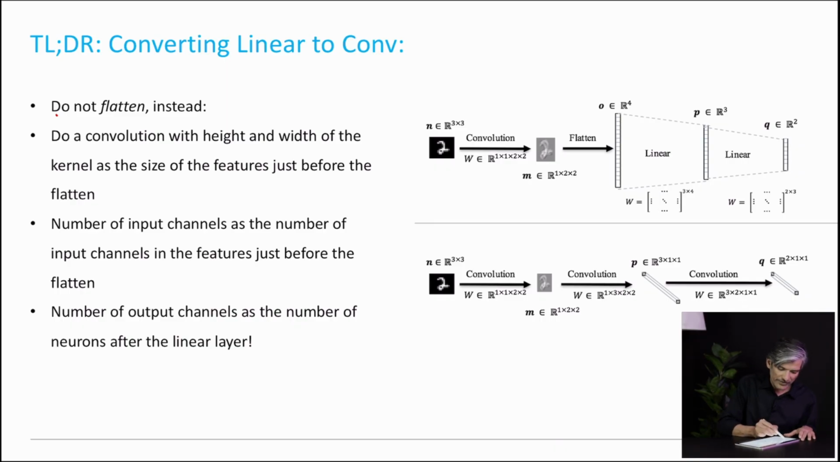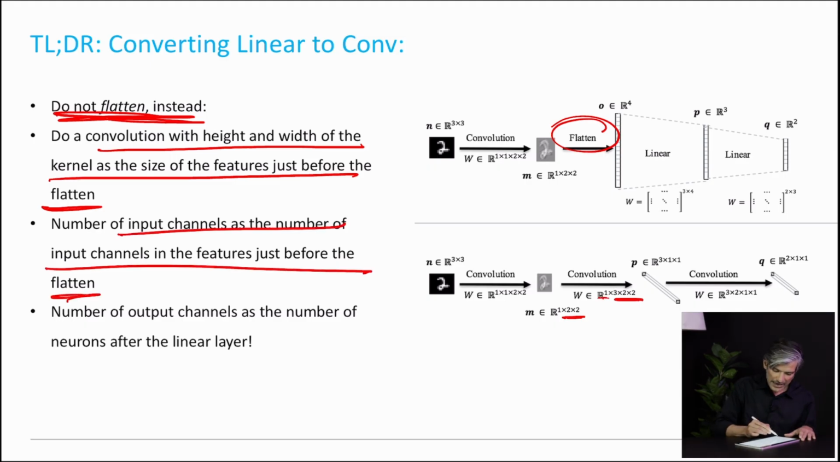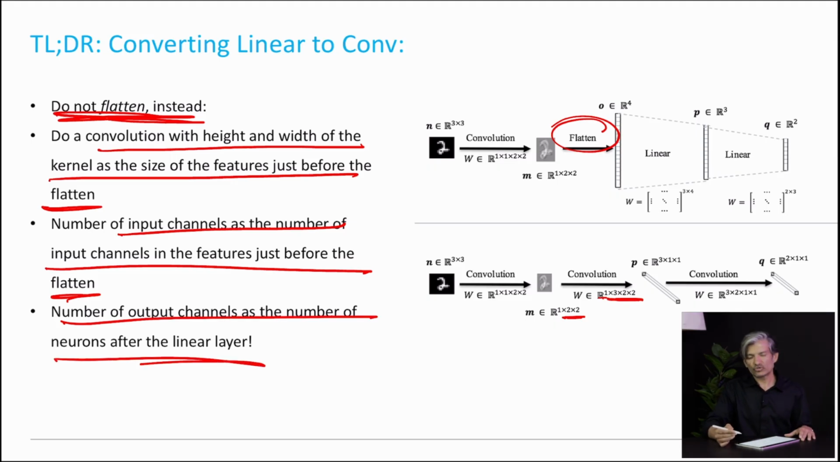So these 1 cross 1 convolutions are special. Essentially, instead of that flattening operation which we usually do, what you want to do is a convolution with the same size. So the convolution kernel size is the same size as this, the height and width of the features just before the flatten. The number of input channels is the number of input channels because you have no control over this. And the number of output channels is the number of neurons in the next layer, right? So you can also do fully connected with just the convolution layer.